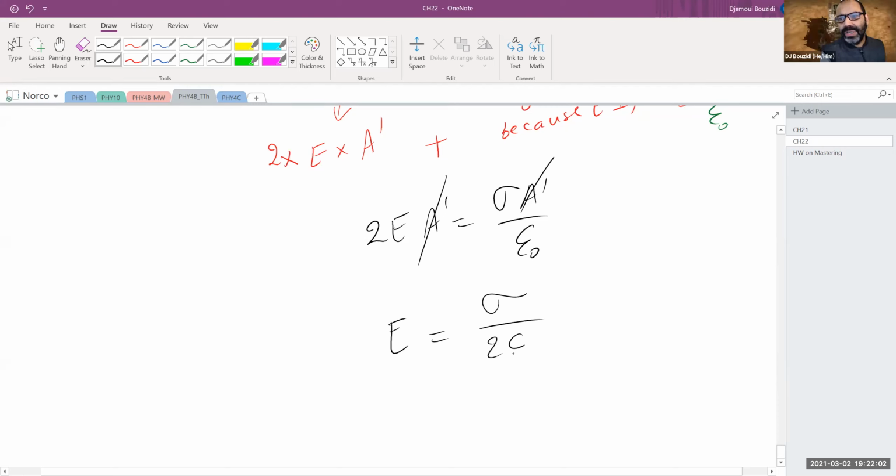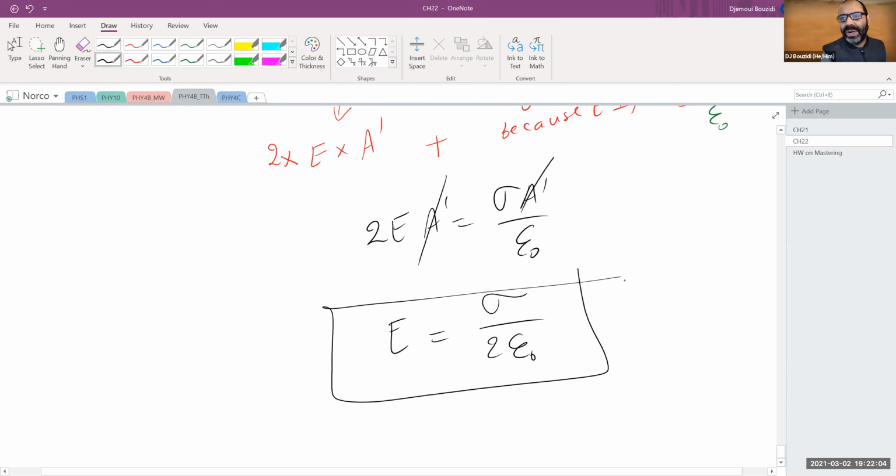But one surprising factor in here, and this result is very important, by the way, for capacitors later on. We will need it for capacitors. So you need to remember this result, okay? So the electric field is equal to sigma over 2 epsilon naught in this case. And it doesn't depend on y, independent of y.